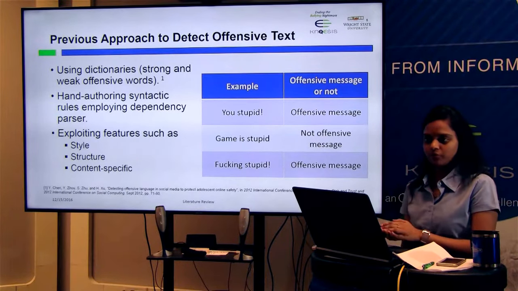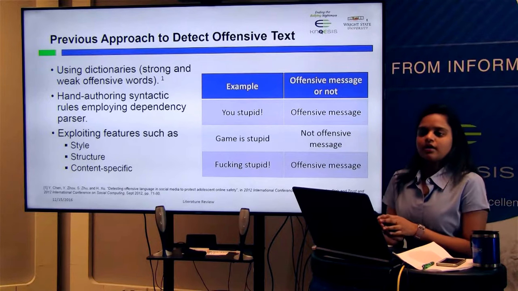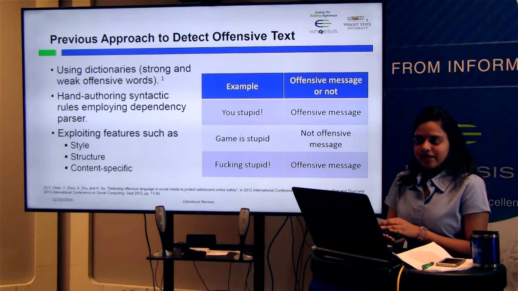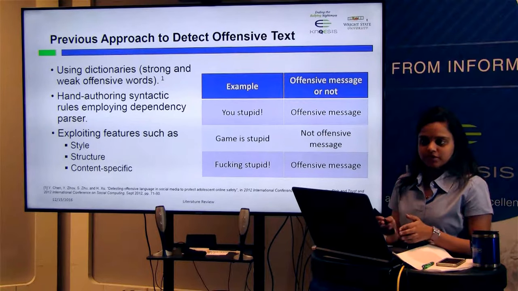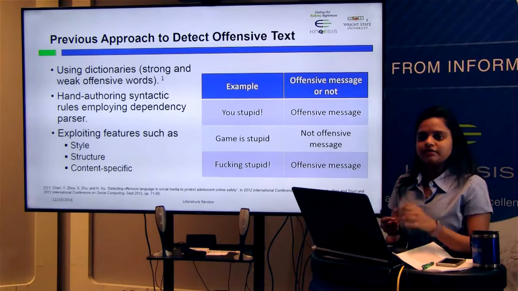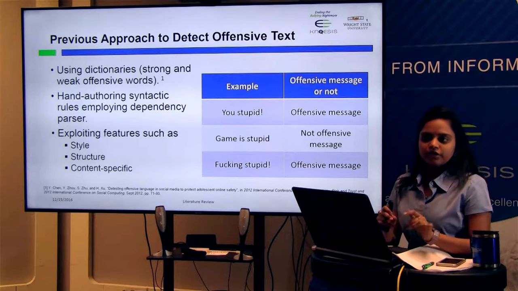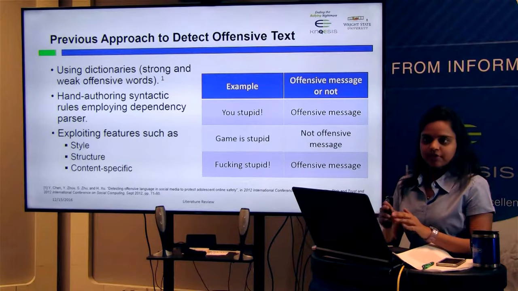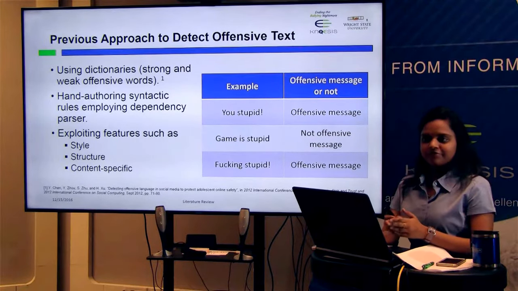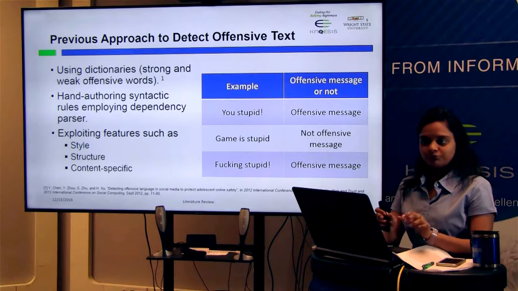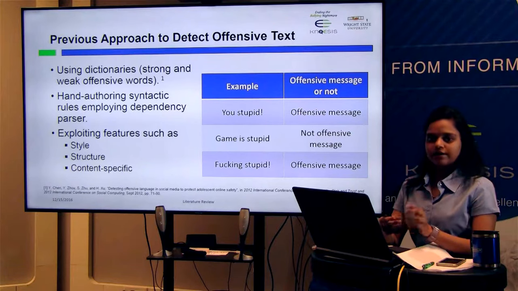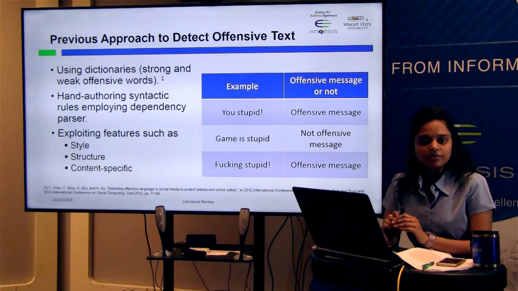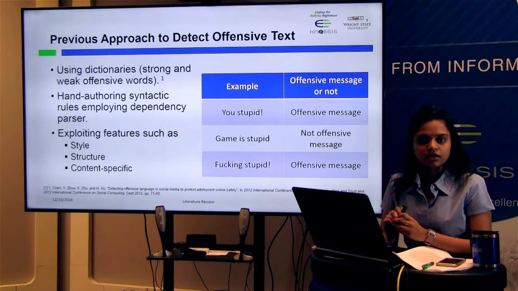Yes. The idea of this approach is that they first filter offensive words from a message. They try to see if there is any weak offensive or strong offensive word in the message. If they find any of those words in the dictionary, then they will filter those comments. Then they will. Your dictionary is the one that you sent me.